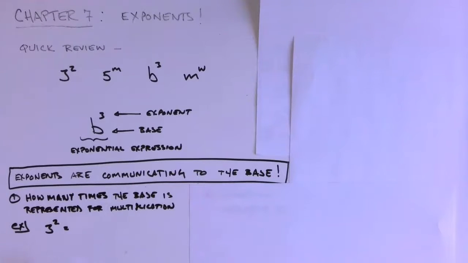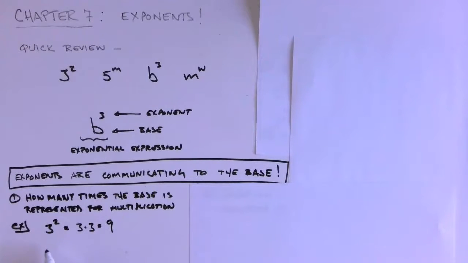But 3 squared, or 3 to the second power, this exponent is communicating to the base. It's saying, hey, base value, you represent yourself twice for multiplication, and we would expand this and we'd say, oh, well, that's 3 times 3. And 3 times 3 is equal to 9. And that's an old problem you probably have down.